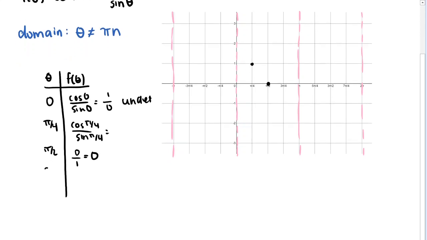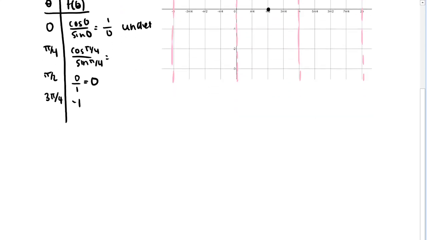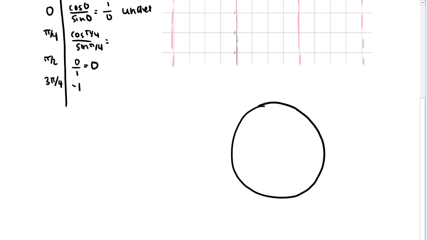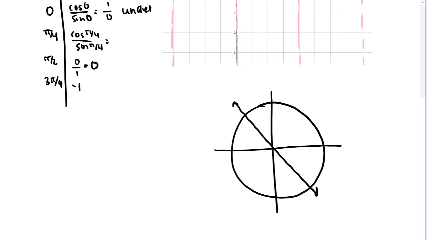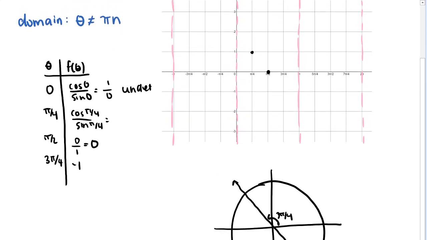If I plug in 3 pi over 4, well, what we get is -1, right? So, I mean, you can think of this as a reciprocal of tangent, right? Tangent of 3 pi over 4, that's going to correspond to this angle on the unit circle, that's sloping downwards at a 45-degree angle. Tangent of that angle would be -1, and cotangent is the reciprocal of that, so we still get -1. And we kind of get this similar picture to our tangent function. It looks something like this.